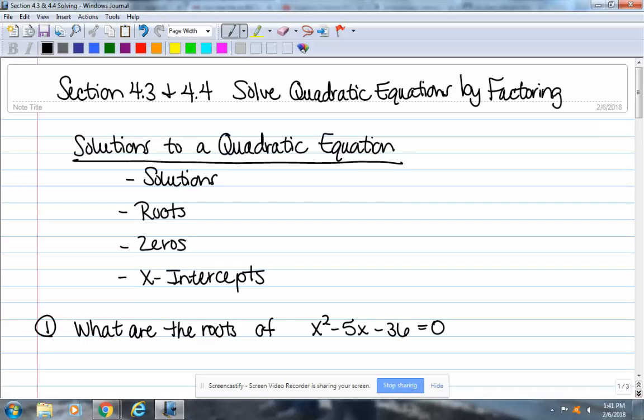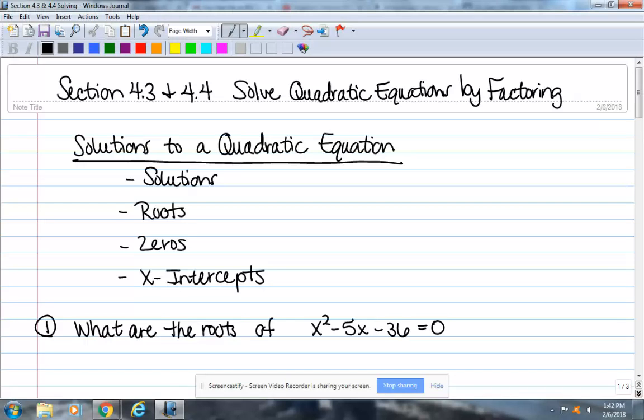So when we solve these, they're going to have an equal sign in them, okay? So that's how we know the difference between if we just factor it, and when we solve it, solving will have an equal sign. And we also need them to be set equal to 0, okay?